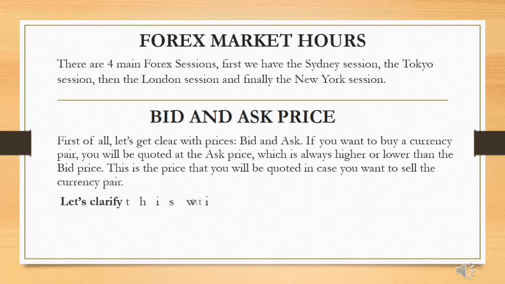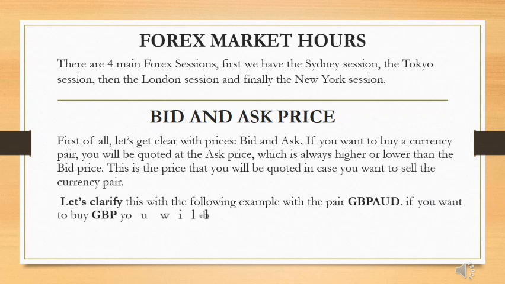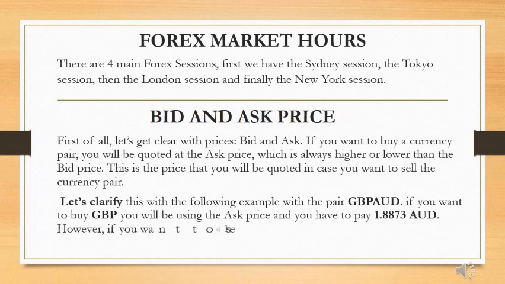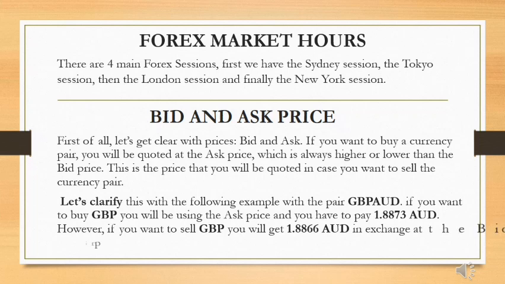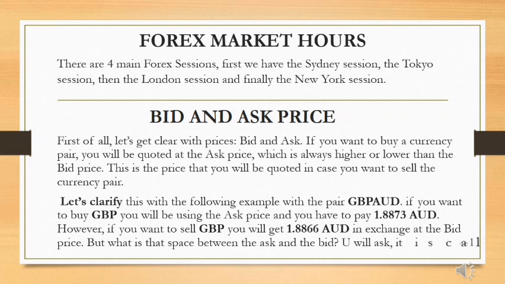Let's clarify this with the following example with the pair GBP/AUD, that is the British pound and the Australian dollar. If you want to buy GBP, you will be using the ask price, and you have to pay 1.8873 AUD. However, if you want to sell GBP, you will get 1.8866 AUD in exchange at the bid price. But what is that space between the ask and the bid? You will ask. It is called the spread. That is the cost of doing business in the FX market.